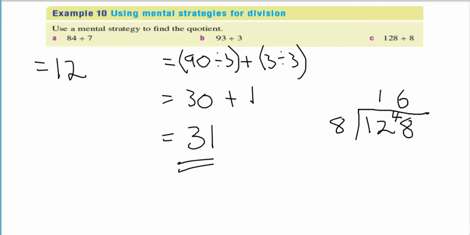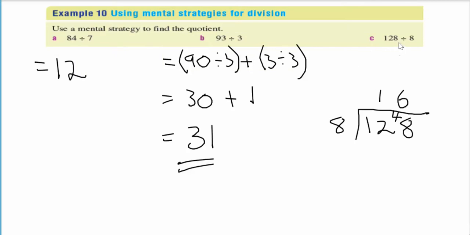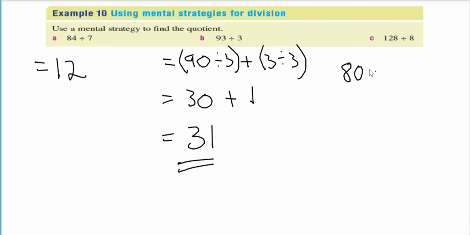Alright, so there's those 3 examples. I shouldn't have done it that way, but anyway, I've done it that way. But you could do it the partitioning way again. 128, you might do 80 and 48, for example. Let's actually do that. I'm going to get rid of all that. So I'm going to use my distributive law again. I'm going to say 80 divided by 8 plus 48 divided by 8.